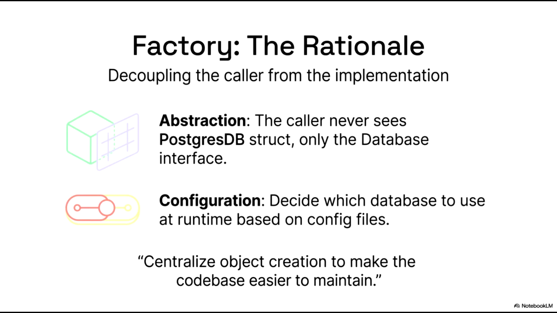This provides 2 main advantages. First, it offers abstraction. The calling code never needs to see a specific implementation, like a PostgresDB struct. It only interacts with the database interface. Second, it simplifies configuration, enabling the system to decide which database to instantiate at runtime based on external configuration files. Ultimately, centralizing object creation in this way makes the entire codebase more modular and significantly easier to maintain.